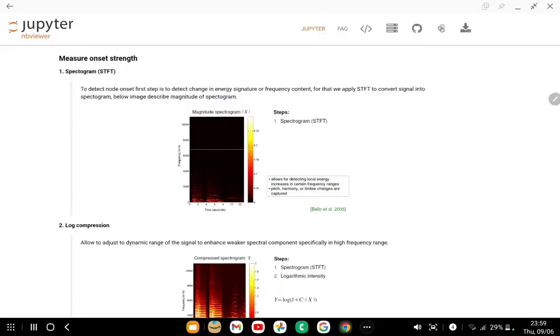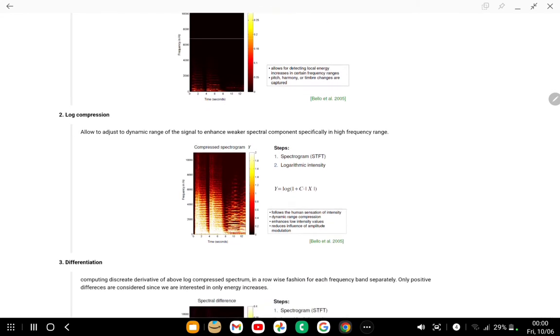So how can we measure onset strength? For that, we need to do a series of steps. The first step is to compute a spectrogram, or short-time Fourier transform. We are going to detect changes in energy signature or frequency content by applying the short-time Fourier transform to our signal. When we apply it, it detects local changes in energy and plots an image like this. In this image, the y-axis denotes the frequency component in the range 0 to 12,000 or so, and the x-axis denotes time in seconds. So the signal is up to 12 seconds, a 12-second music signal.